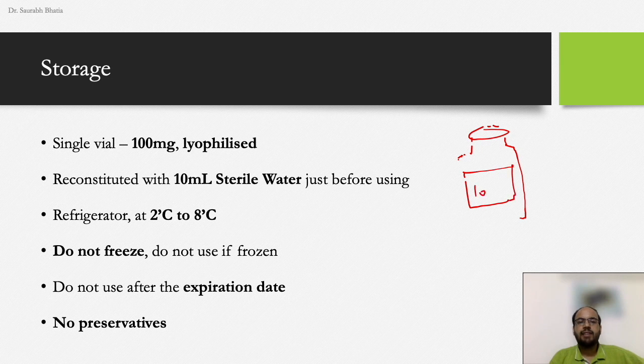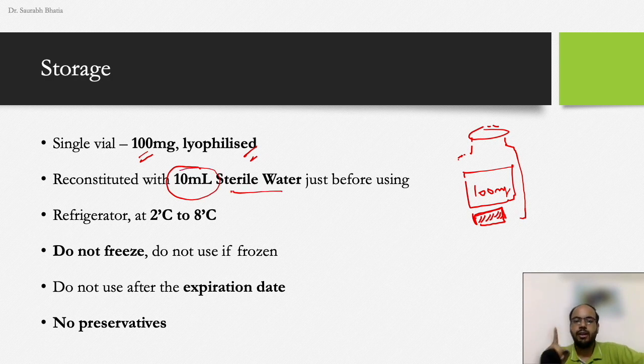The vial has 100 milligram of infliximab. Inside the vial, you will see a white or slightly yellow cake, a solid, and you need to dilute it, mix it with diluent. It is a lyophilized solid, 100 milligram in every vial. It is reconstituted by adding 10 ml of sterile water just before using. Remember to reconstitute infliximab just before you prepare the infusion and infuse it in the patient.